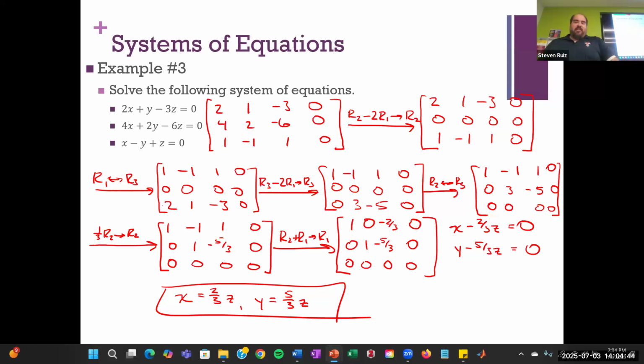So in this case, z becomes what's called a parameter. So I have an infinite number of solutions, and basically think of z as this dial. Whatever I choose for a value of z, that's going to dictate what x and y are.